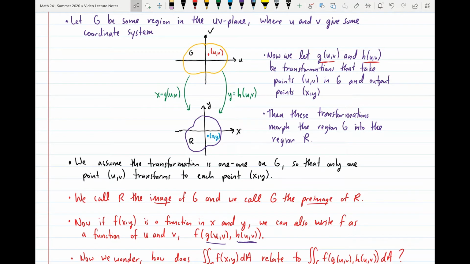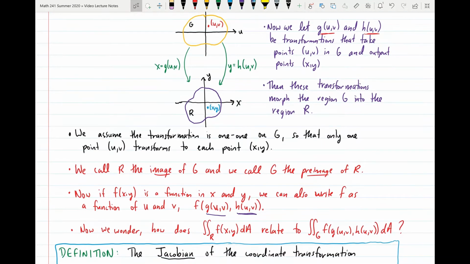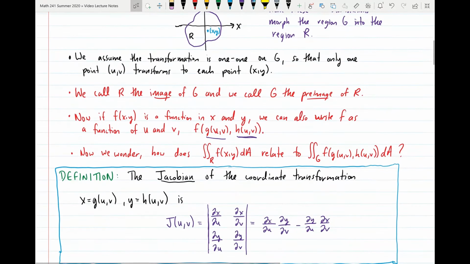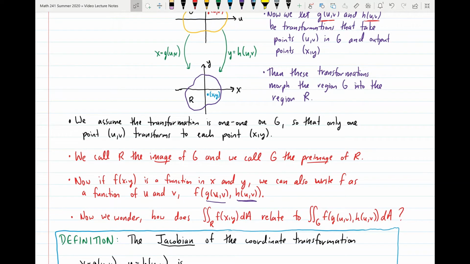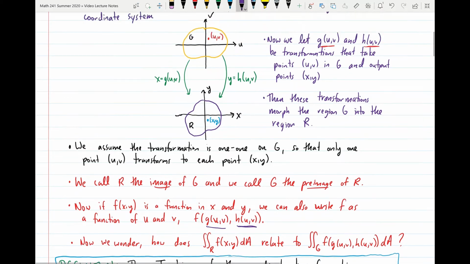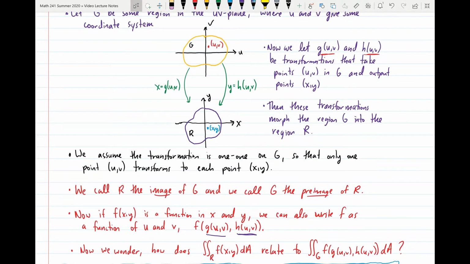So these points are being taken from the uv plane and then mapped through the transformation and then mapped through the function f. And once we notice this, it makes us wonder, how does the double integral of f of xy over the region R in the xy plane here relate to the double integral of f of g of uv, h of uv, over the region G in the uv plane? So we're taking points from G in the uv plane and we're mapping them over to the region R in the xy plane and then mapping them through the function f.